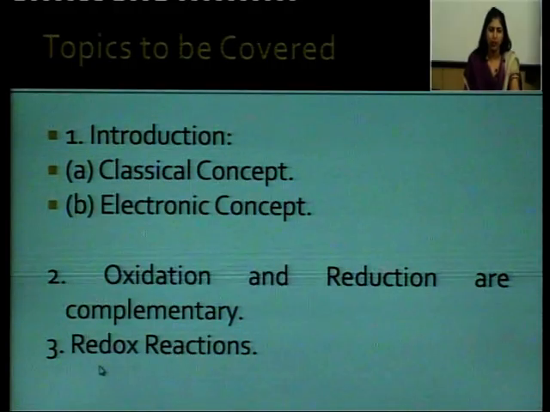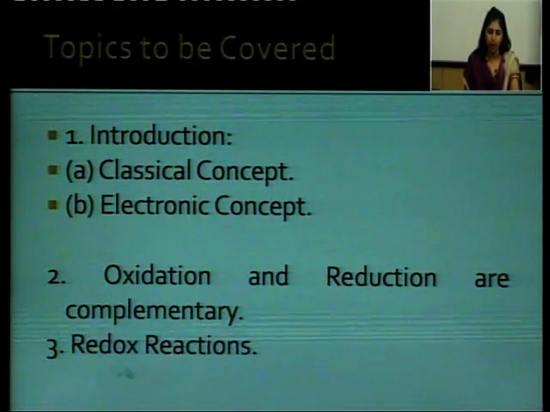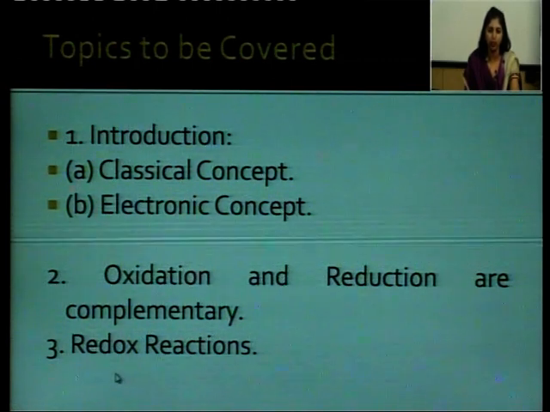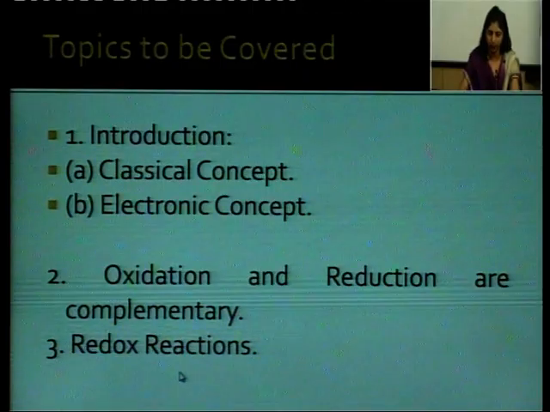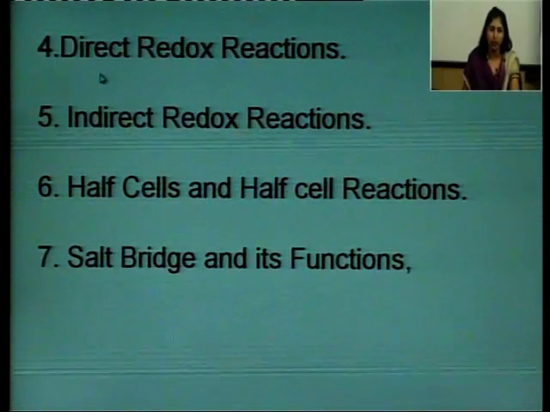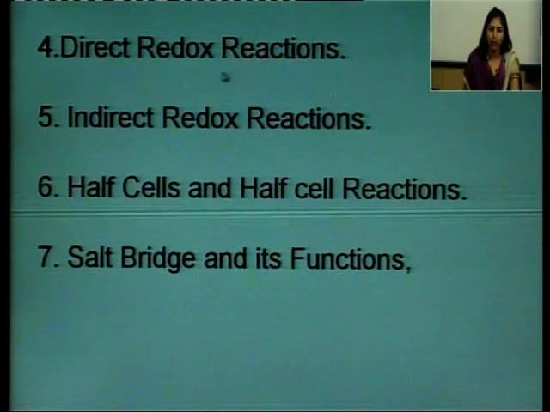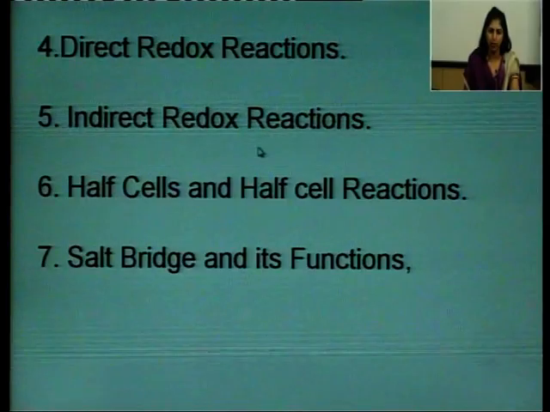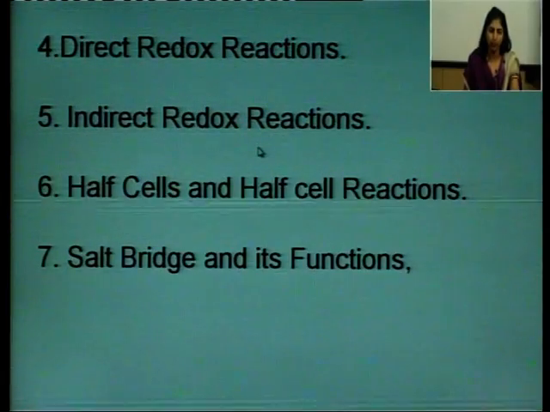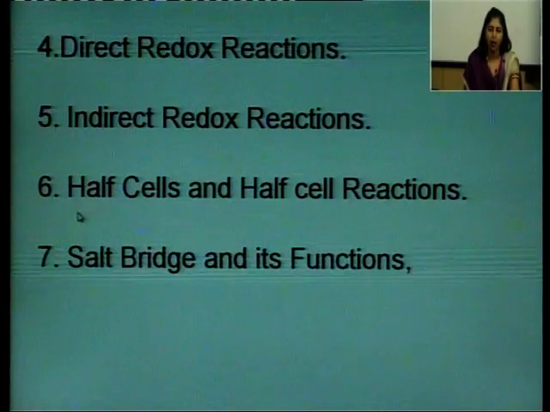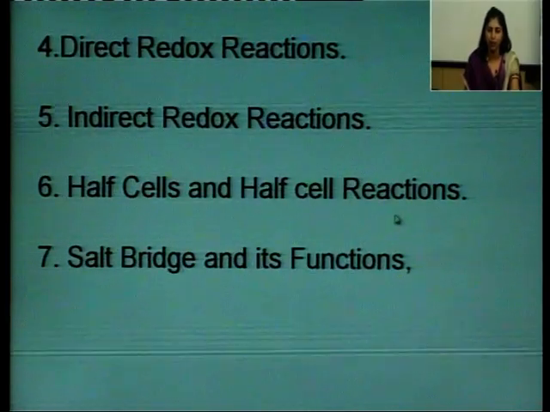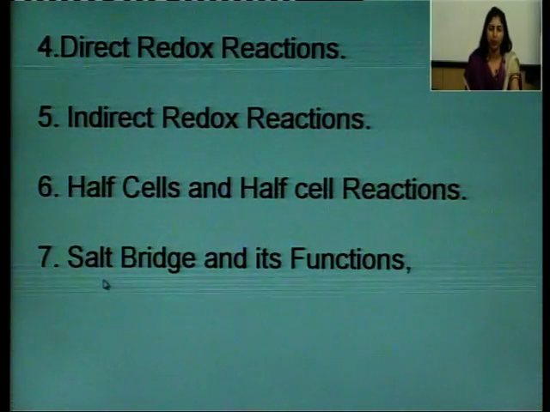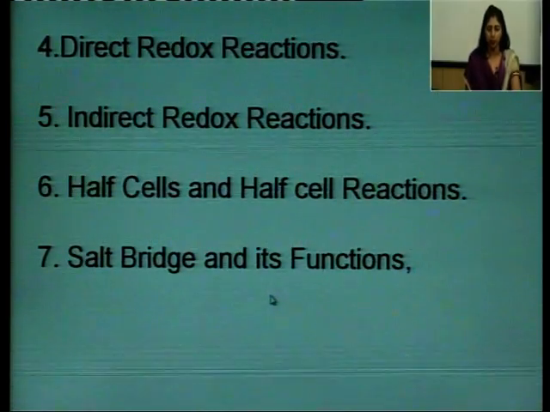Then I will tell you about redox reactions, what redox reactions are and how many types of redox reactions there are. Then I will discuss direct redox reactions and indirect redox reactions in detail along with their examples. Then half cells and half cell reactions will be discussed, and in the next topic we will study the salt bridge and its functions.